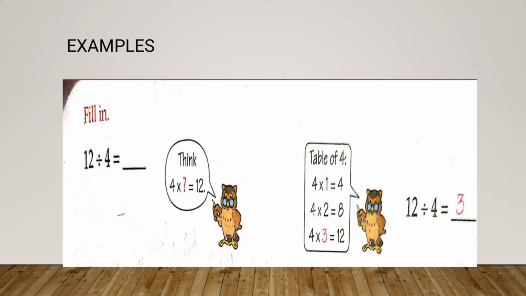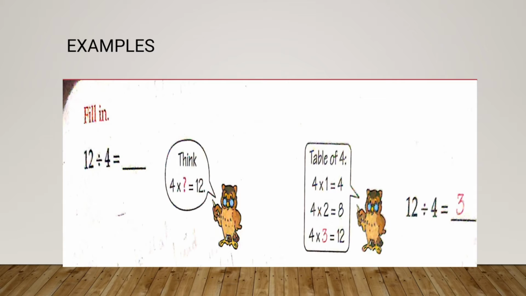Look at the numbers children. Here you have to divide 12 by 4. Children, it means you have to find out how many times 4 is 12. So children, for this, you will recite the table of 4 until you get 12.